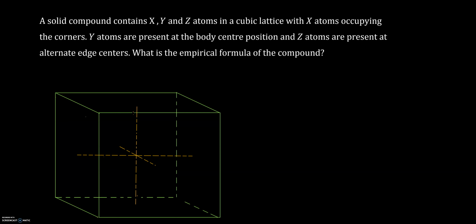All right, I have a question from solid state for you now. Let me read it out to you. A solid compound contains X, Y, and Z atoms in a cubic lattice. That's what is shown over here.